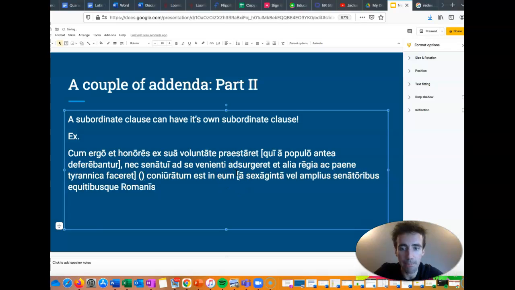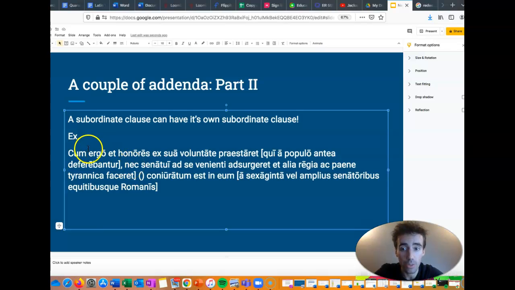This is just one big ab clause, personal agent, and this is the final verb in the main clause. Okay, so we have praestaret, adsurgeret, and faceret all working with cum in a long subordinate clause, when he was bestowing honors from his own will, which were being given or being passed along previously by the people. And this is all referring to Caesar. This is actually in our reading, so it's a good thing to pay attention to.